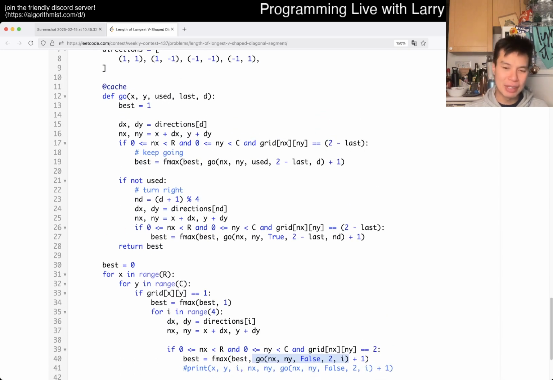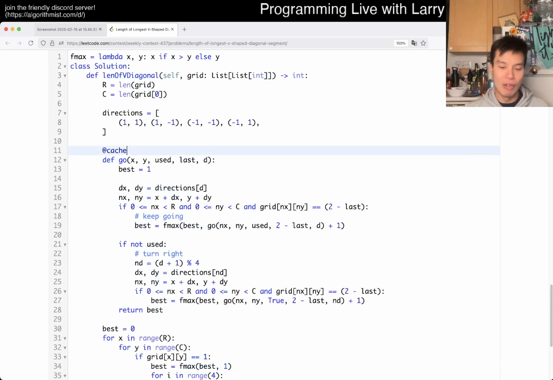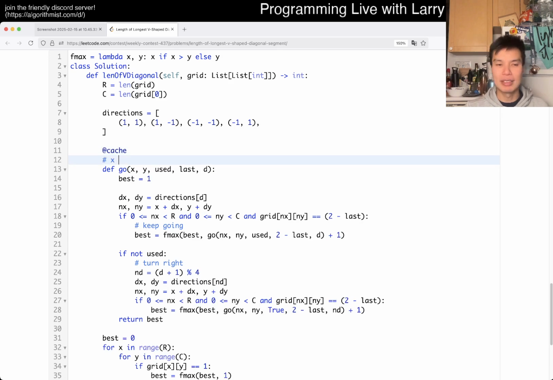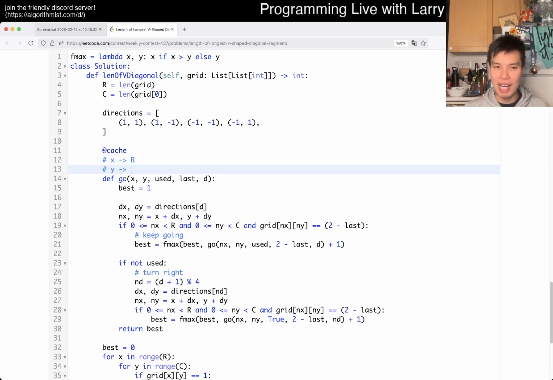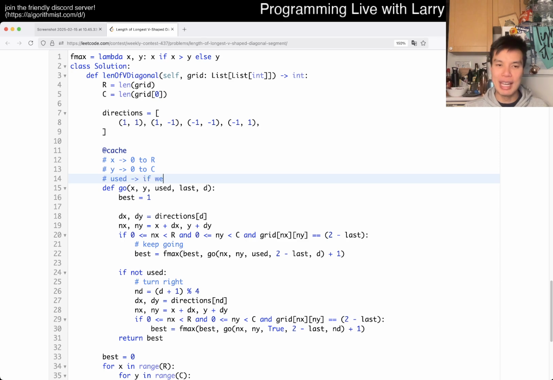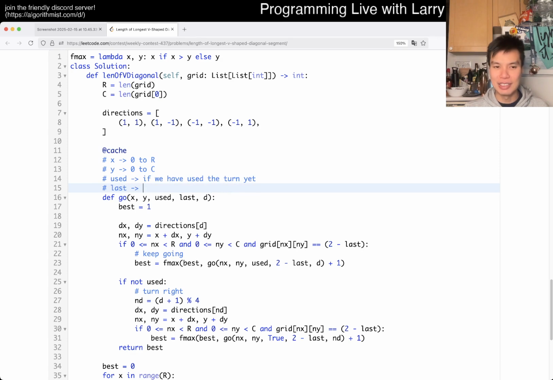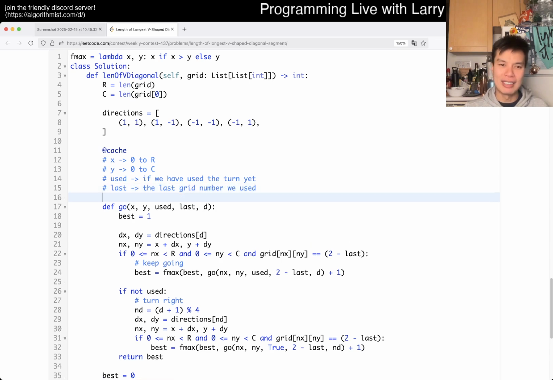The reason why I set it up this way is just that it's a little bit cleaner, I think, right? And what are the states? You have X, goes from 0 to R, Y, 0 to C. I think this part, hopefully, if you're watching this, you get it. Used is whether we have used the turn yet. And then last is the last grid number we care about. And then D is just the current direction, right?